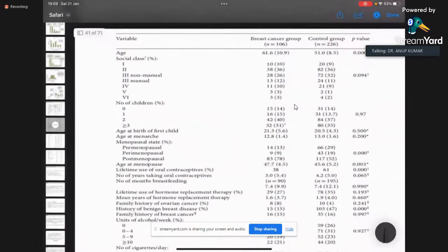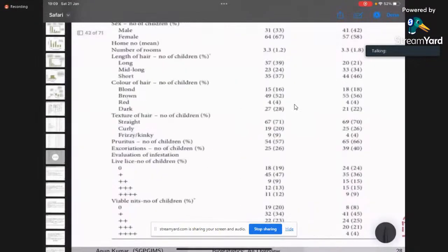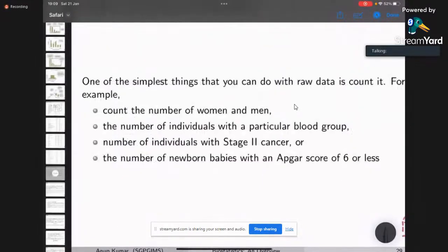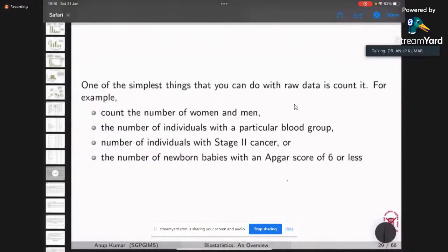Similarly, this is another example. Now, you have described the data with the help of a table. You have described the data with the help of a graph. Now, how can you describe the data with the help of numbers? In the previous table, you have seen that if your data is categorical, simply count the data and write down the percentage. That's it. Nothing else you have to do. It will give the information to the reader.